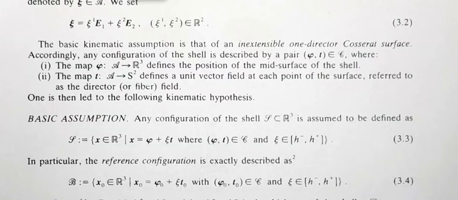So the basic assumption in the kinematics is that of an inextensible one-director Cosserat surface. Other than this, there is no assumption, and by making this assumption, what they say is that the director vectors will remain as unit vectors. They need not be normal, they can have any arbitrary angle to the surface, but they will remain as unit vectors. They will not be extensible, and there will be a single director.